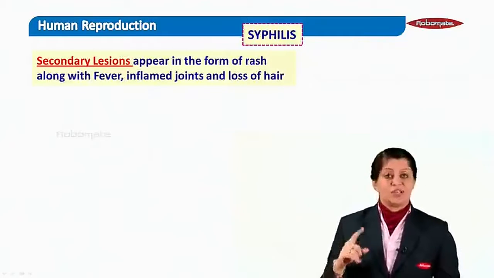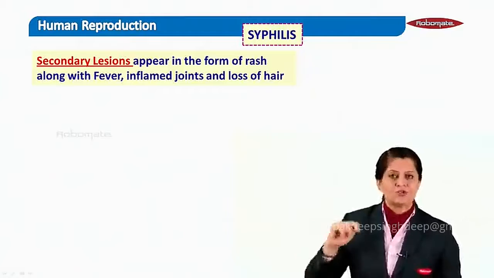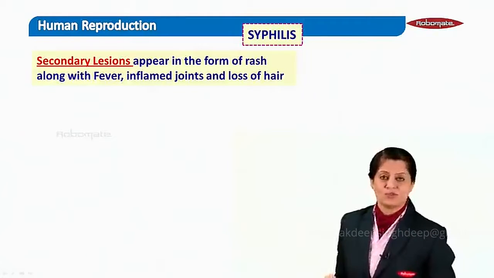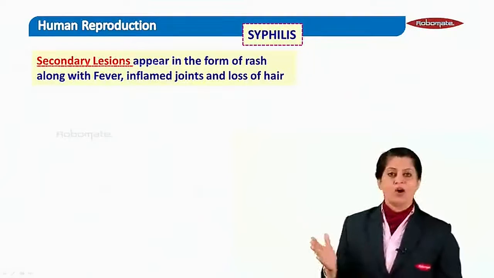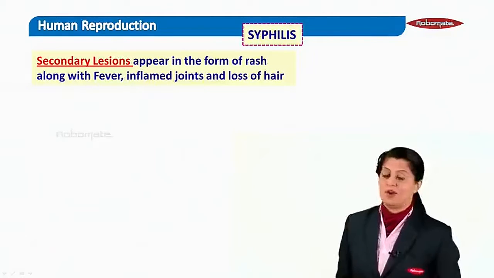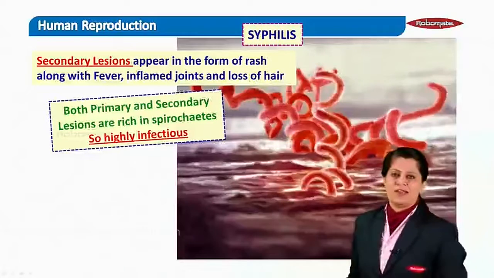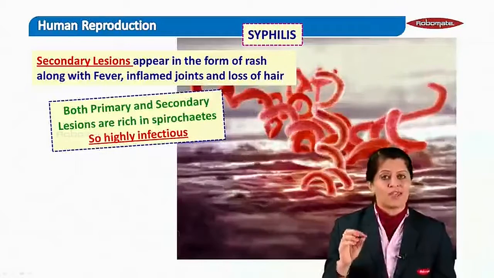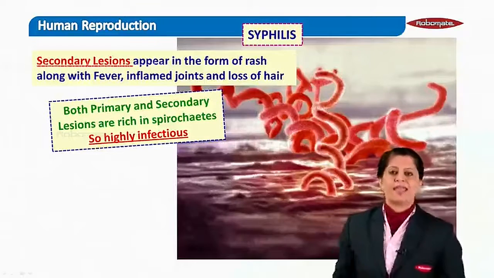Secondary lesions. Chancre was the primary lesion. These primary lesions can lead to secondary lesions too, students. Secondary lesions appear as rashes along with fever, inflammation and loss of hair. Both primary and secondary lesions are very rich in this bacteria, so they are highly infectious.